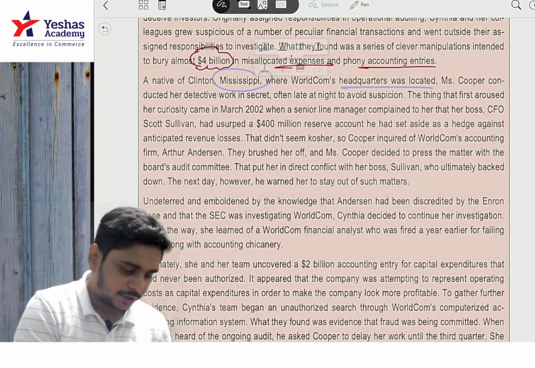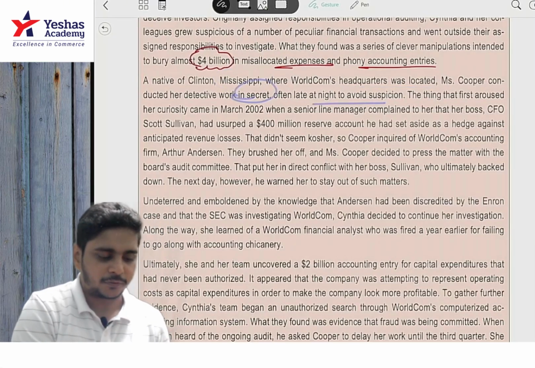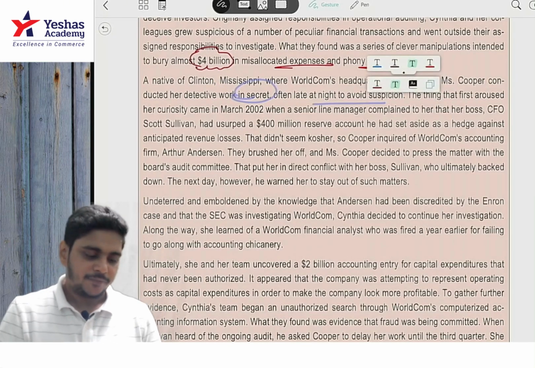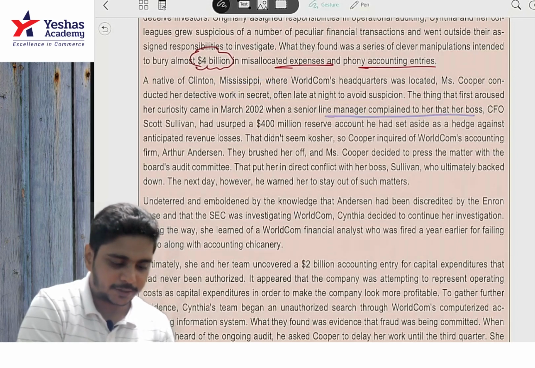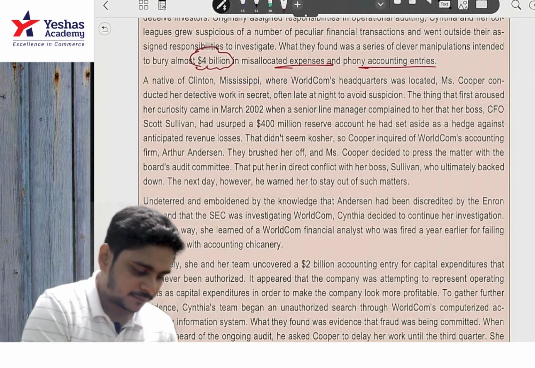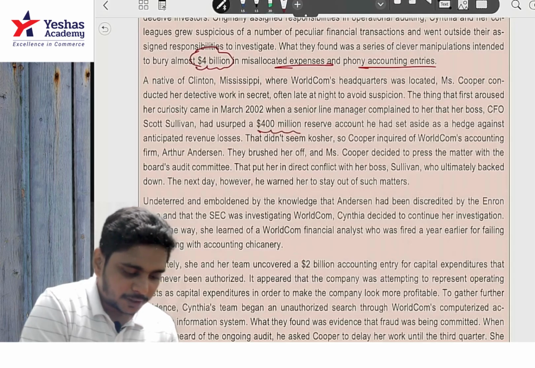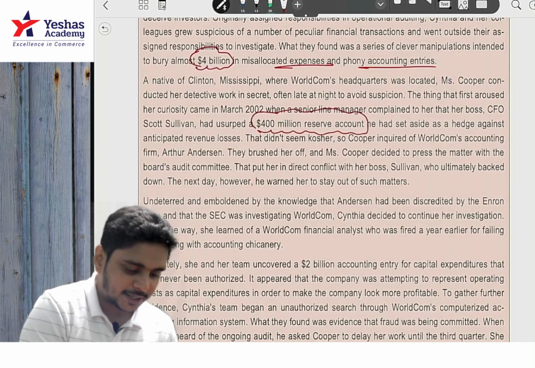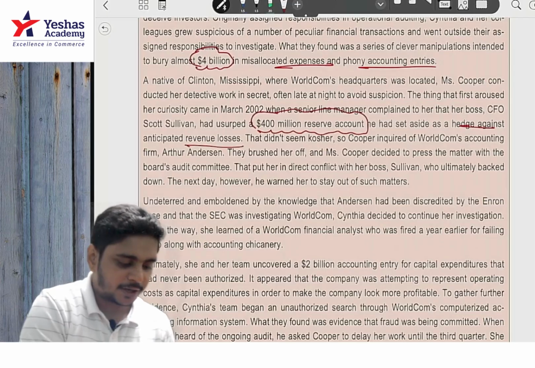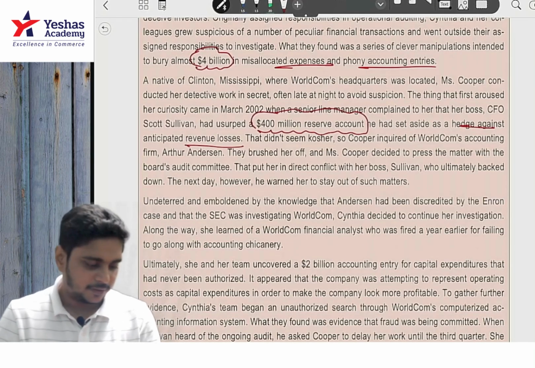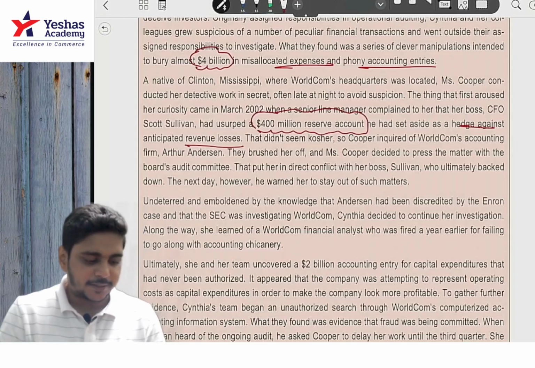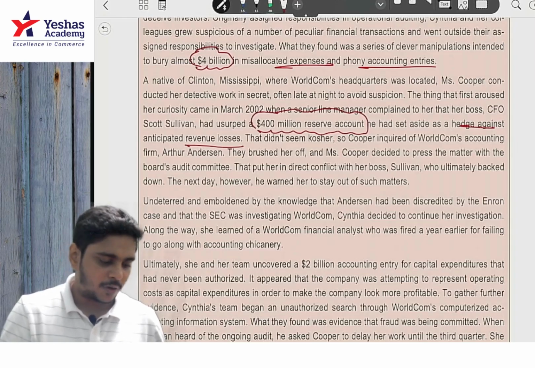Cooper was an internal auditor. She worked in secret, often late at night to avoid suspicion. The thing that first aroused her curiosity was when a senior line manager complained to her that her boss, the CFO, had usurped a $4 million reserve account she had set aside as a hedge against anticipated revenue losses. That means he used this money which was kept as a reserve. That didn't seem kosher.